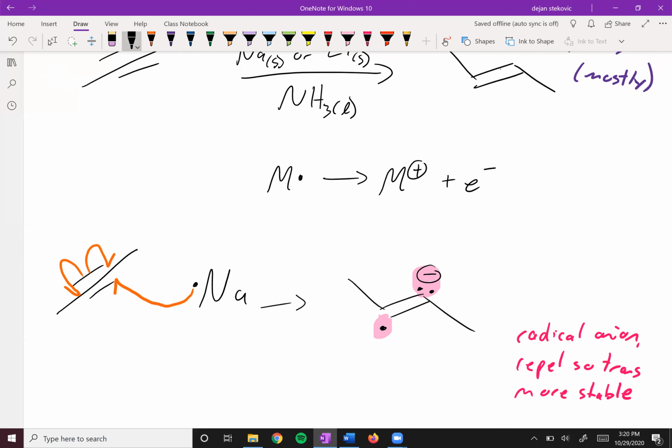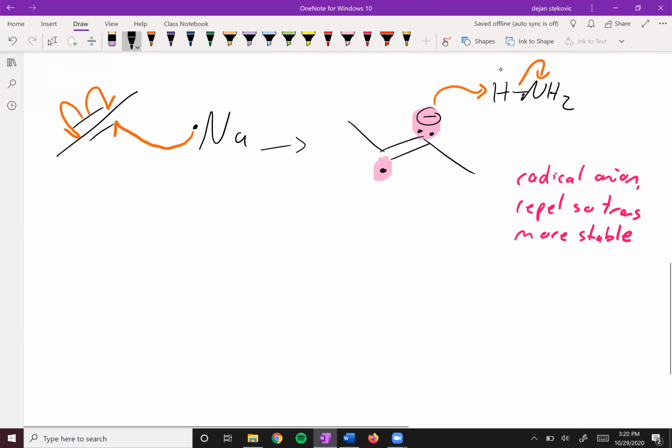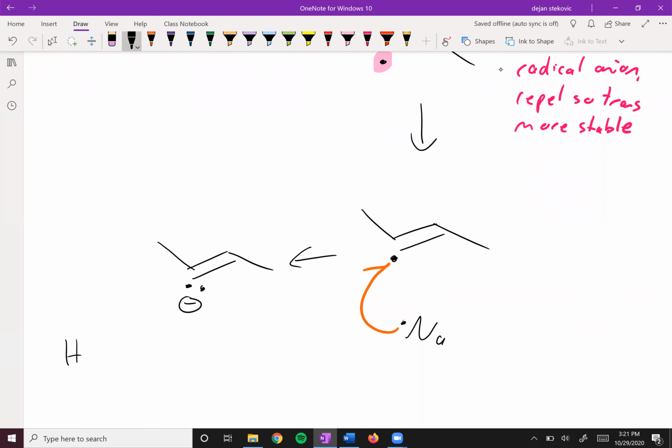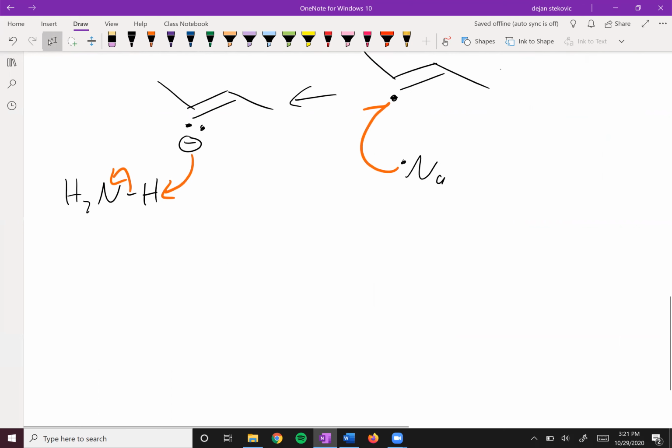And so after this, it's relatively simple. We have some ammonia floating about. And this negative charge is going to go ahead and deprotonate one of our ammonias. Then we're at this radical. This radical will then interact with another sodium metal or just an electron. And the sodium metal is just going to go ahead and give it its electron. And then when it has this negative charge, it'll just repeat the process and deprotonate another ammonia to end up at our trans alkene.